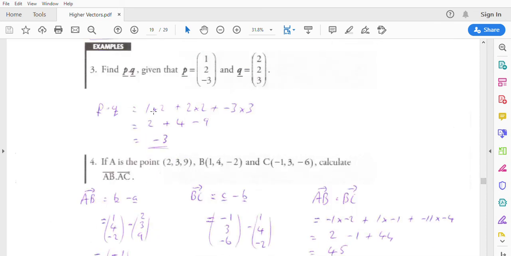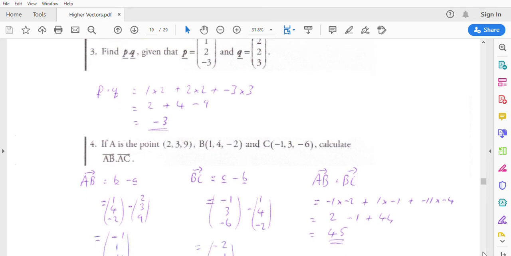So here, find p dot q, given p and q. So we are literally multiplying the x components together, the y components together, and the z components together. So that'll be 1 multiplied by 2, plus 2 multiplied by 2, plus negative 3 multiplied by 3. So 2 plus 4 minus 9, which is minus 3.